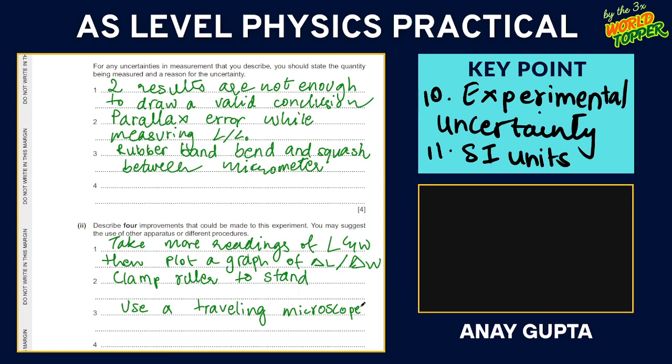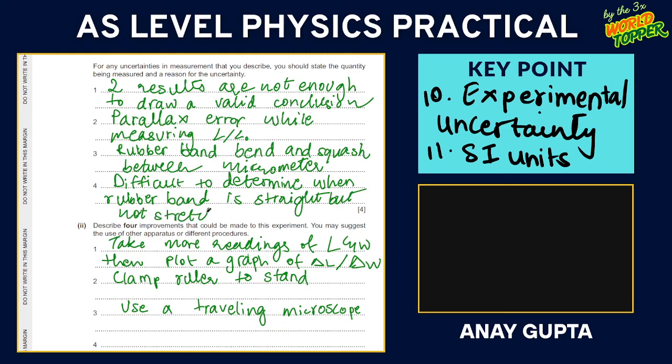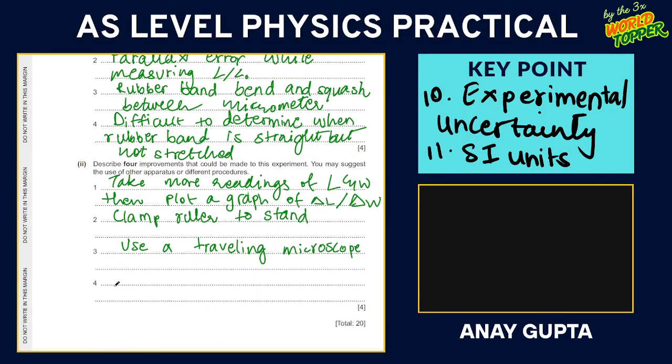However, there was a solution for this. When you measured the initial length of the string, you didn't know when it was exactly straight but not stretched, right? So it is difficult to determine when the rubber band is straight but not stretched. And the solution to that was to use a Newton meter.